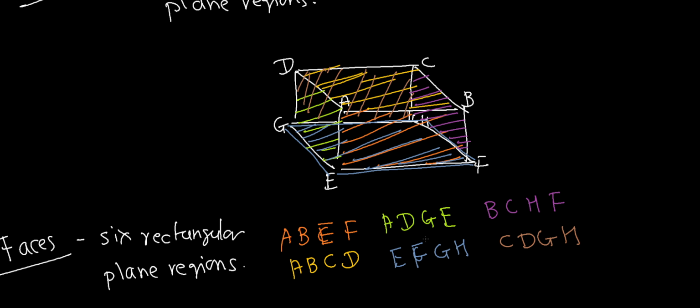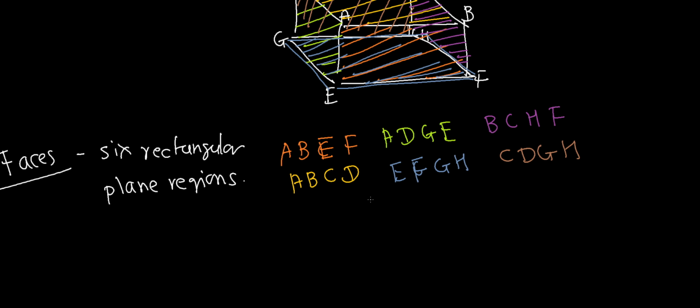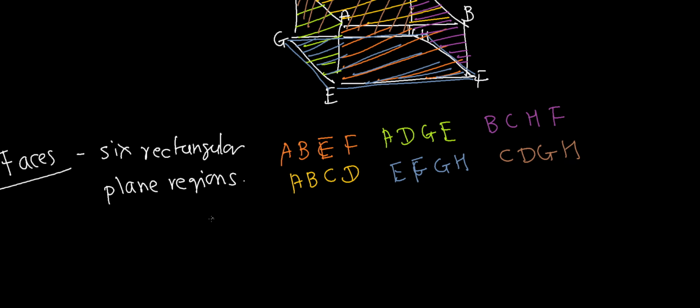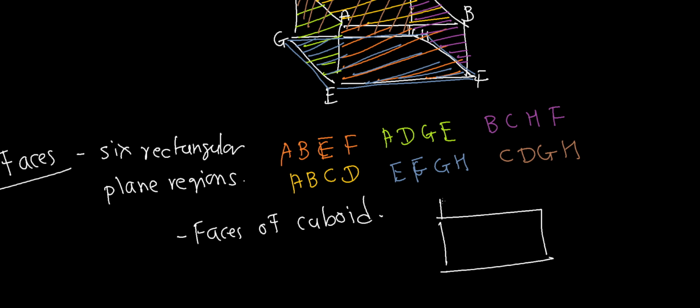So these are 6 faces or plane regions, and these plane regions are the faces of the cuboid. So let's see this. I just drew a front face A, B, E, F. This is a rectangular plane region out of these, and this is one of the faces of the cuboid.